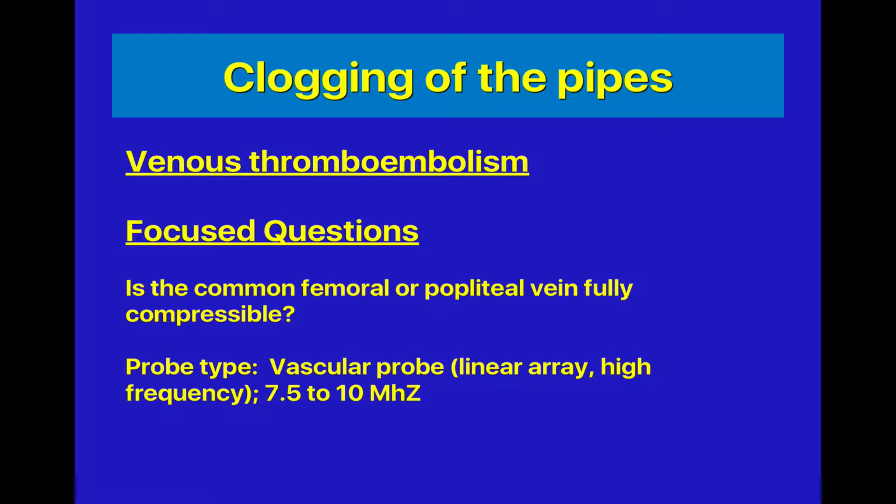Remember, we have focused questions. Is the common femoral or popliteal vein fully compressible? The reason we ask this is if we do find a non-compressible vein and a patient is hypoxic and unstable, we may actually just go ahead and take the decision to start a heparin infusion or start the treatment for DVT in that scenario. The probe type you're going to use is a vascular probe, a linear array or high frequency. This will allow you to have a high resolution.